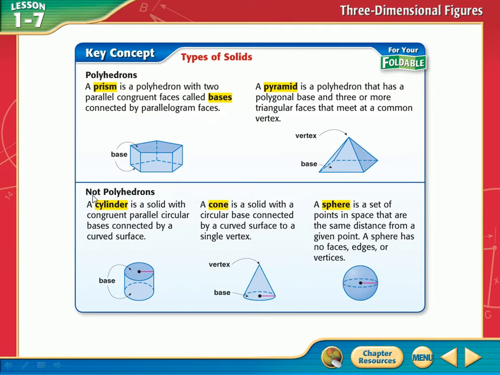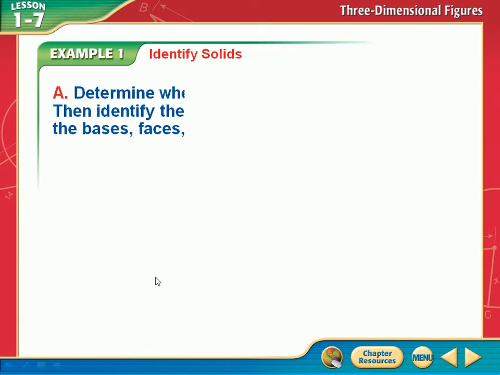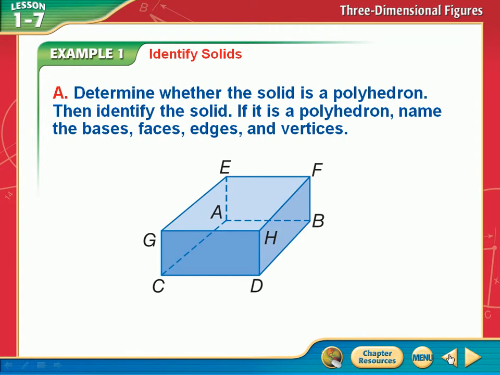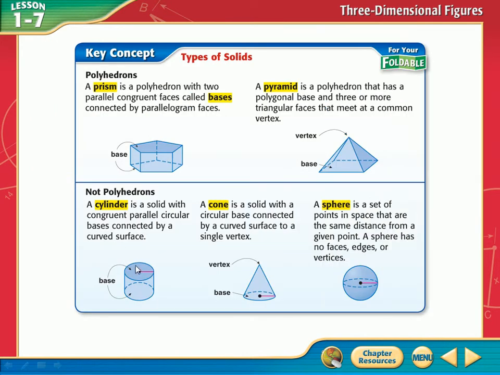What about this right here? These are not polyhedrons. Why in the world is that not a polyhedron and this is? Look, it's got a flat surface on the top and the bottom, doesn't it? But what? It's a curved surface. That's right. You got a curved surface. Do you see that? Oops, I accidentally clicked. Didn't mean to do that. Look, it's curved. It's not just all flat surfaces.